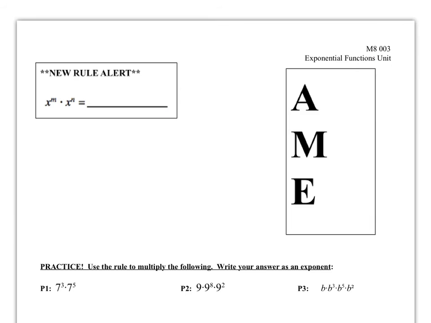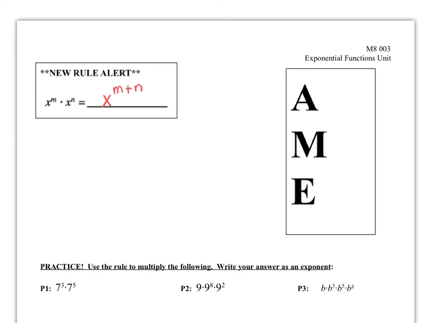So here we've got our new rule alert. And so what our new rule says about exponents is if we're multiplying and the bases are the same, so in this case I'm multiplying and both of my bases are x, I'm allowed to rewrite my answer as x, same base, to the power of m plus n.